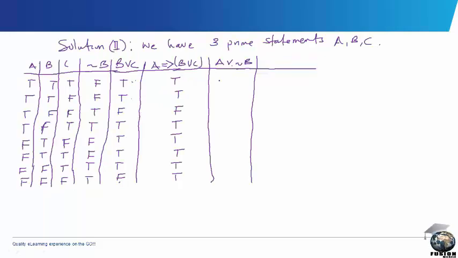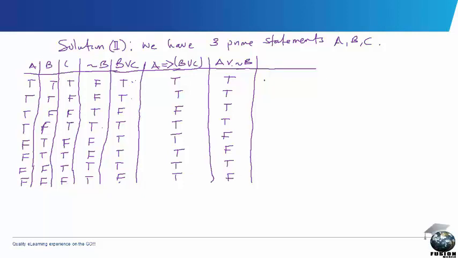And so we have negation B, true and false, is true. If it is true and false, it is true too. If it is true and true, it is true. If it is true and true, it is true. If it is false and false, it is false. Now if it is false and false again, it is false. If it is false and true, it is true. If it is false and false, it is false.